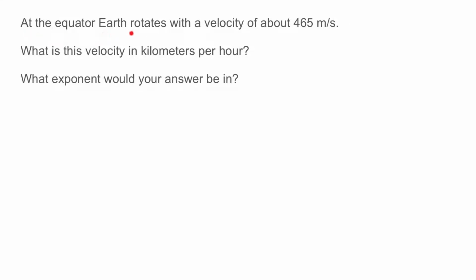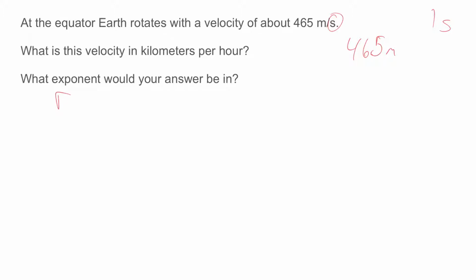At the equator, Earth rotates with a velocity of about 465 meters per second. What is the velocity in kilometers per hour? So we know that we have 465 meters, and we also have, that's the hard part, 1 second.